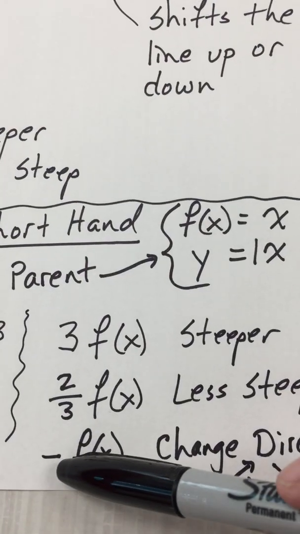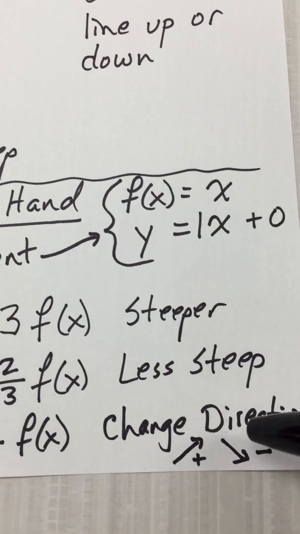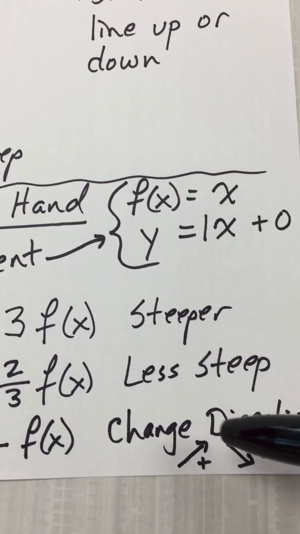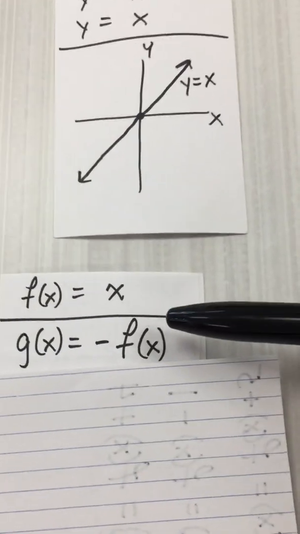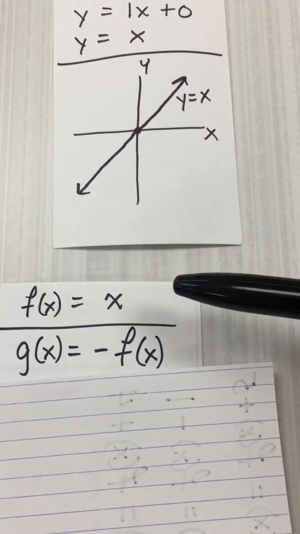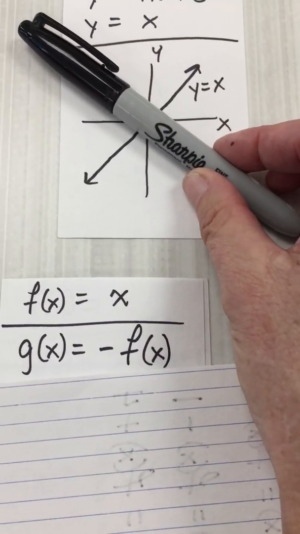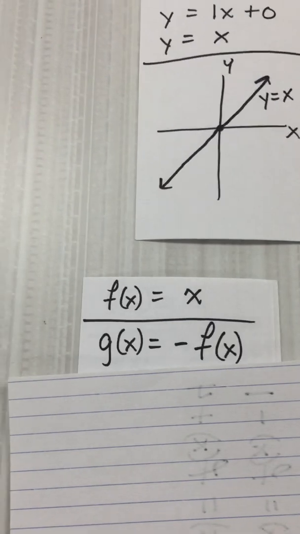So if I multiply by a negative sign, instead of being a positive slope, it's now going to be a negative slope, so it changes direction. Instead of my line going up, it's now going down. So for this one, the slope itself didn't change. It's still a 1, but now instead of going up 1 over 1, it's going to be down over 1. So this line would look like this. It would be going down instead of up. So all it did was change the direction.